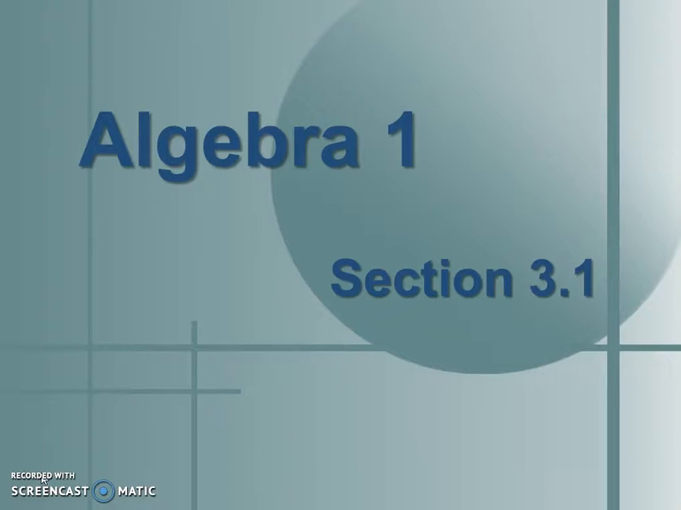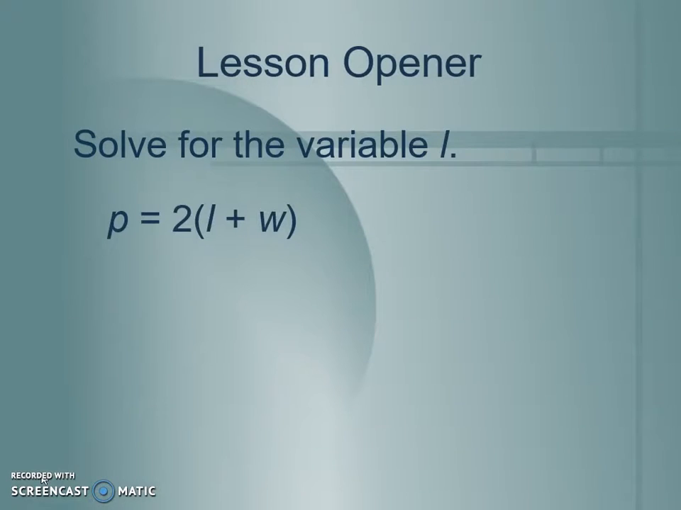So now that we've mastered solving one-step, two-step, and multi-step equations, we're going to take a look in Chapter 3 at different ways to use equations. So Section 3.1 deals with solving literal equations. A literal equation is going to have more than one variable. If you looked up the word literal in the dictionary, literal is actually derived from the word letter, so that's why it means that there is more than one letter in these literal equations.